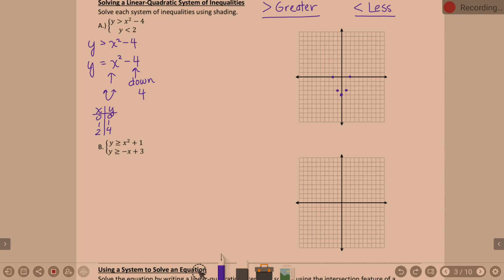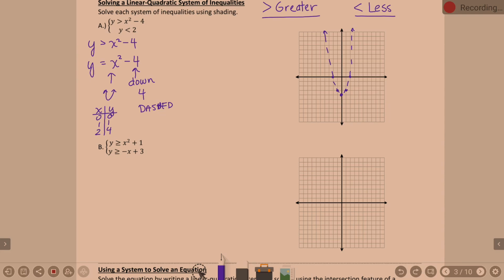How do I connect? Am I connecting them with a solid line or a dashed or dotted line? It's going to be a dotted line. Why? Because there's no or equal to. Does that sound familiar? Because it is not equal to, we're going to use a dashed line, which is a little bit more interesting to do on a parabola.